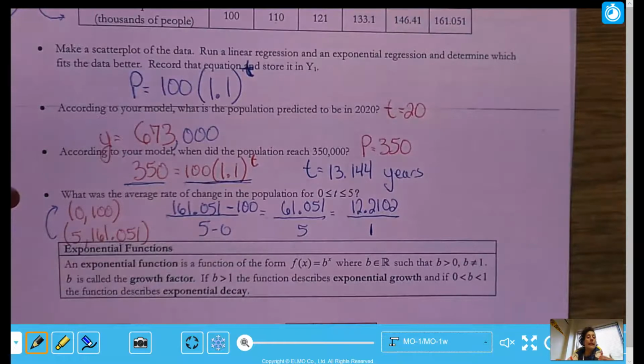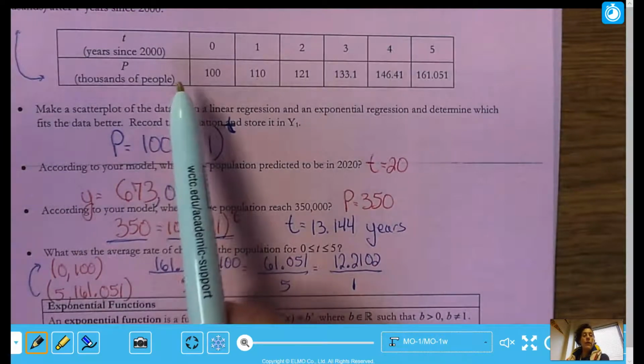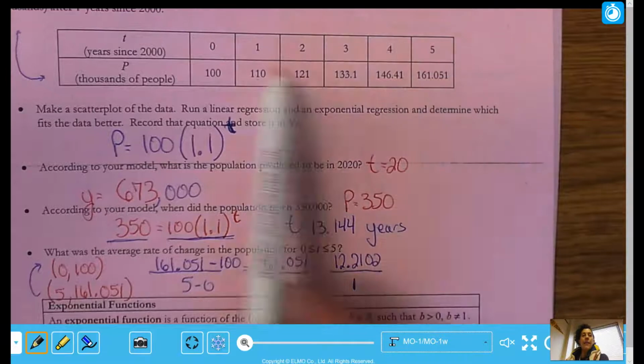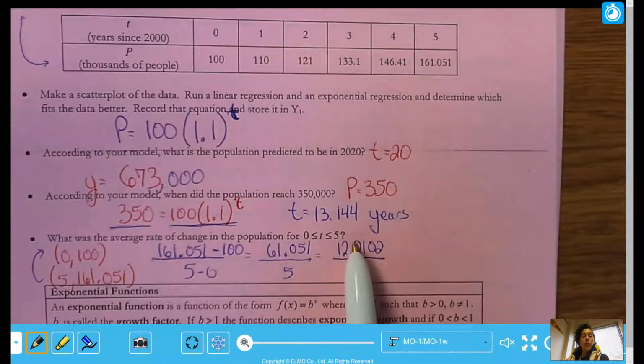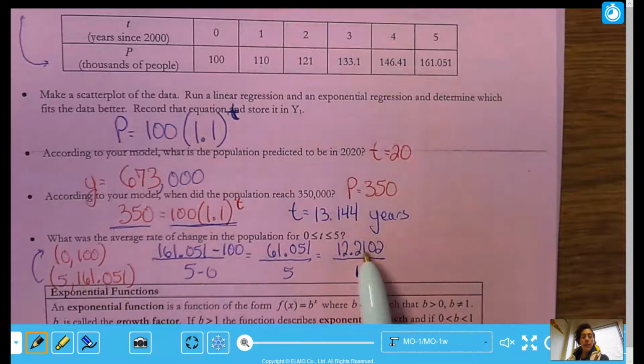And now, what was the average rate of change? We do want to start explaining things. So what's happening here is, what's changing is your population. It's increasing. And they're telling you that they're looking at it based on years. So when you get an answer, and this is a change, it's the population that's changing. So this is how much the population is changing each year.